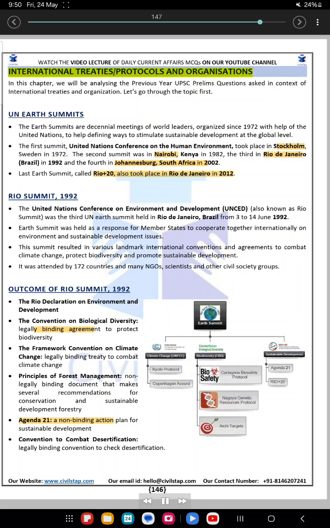International treaties, protocols and organizations. In this chapter, we will be analyzing the previous year UPSC prelims questions asked in the context of international treaties and organizations. Let's go through the topic first. Earth Summits.